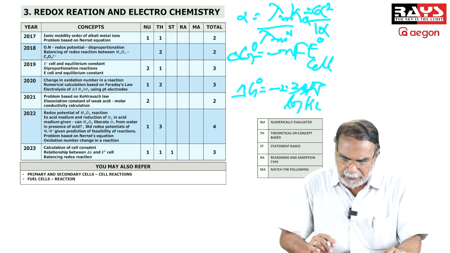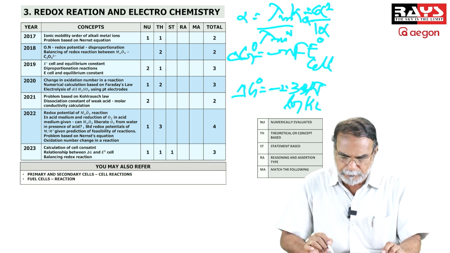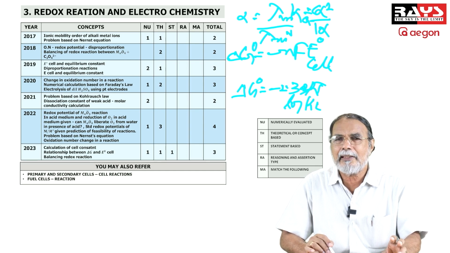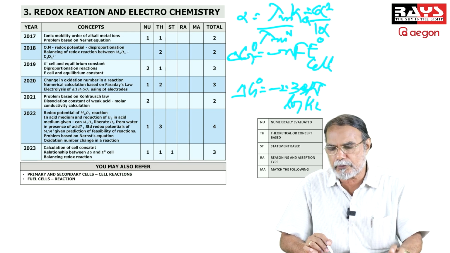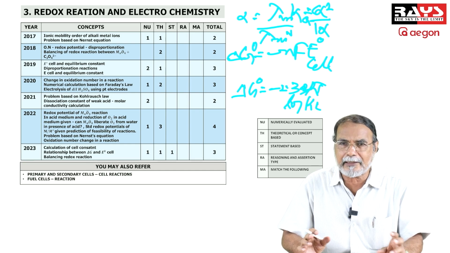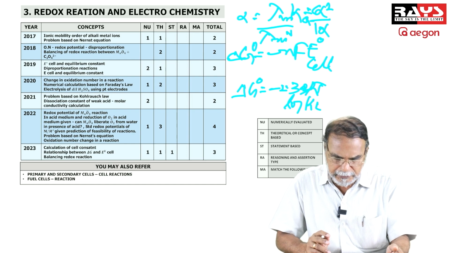In 2023, it was again the calculation of cell constant and the relationship between delta G and E0 cell. So that thing is very often asked as a question. So remember that delta G0 and E0 cell relationship and the delta G0 and equilibrium constant relationship, and connect these two to solve problems of various types.